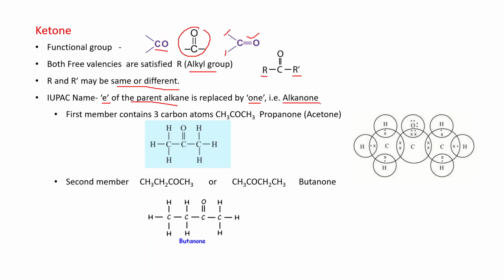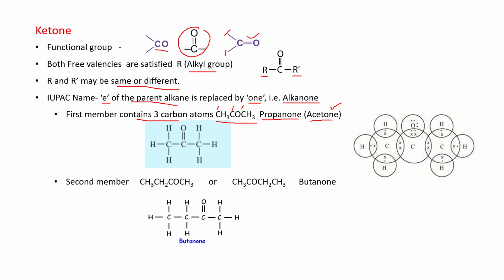Then what is the formula of the first member of the ketone series? Now again remember, its first member contains 3 carbon atoms. The minimum number of carbon atoms present in the first member of ketone is 3. And its formula is CH3COCH3. And there are 3 carbon atoms, 1, 2 and 3. That's why this is called propanone. In the common system, this is also known as acetone.